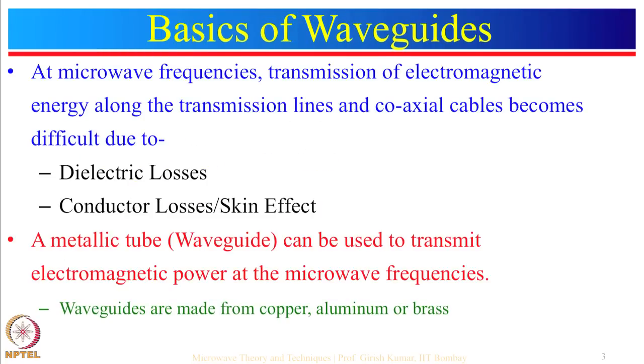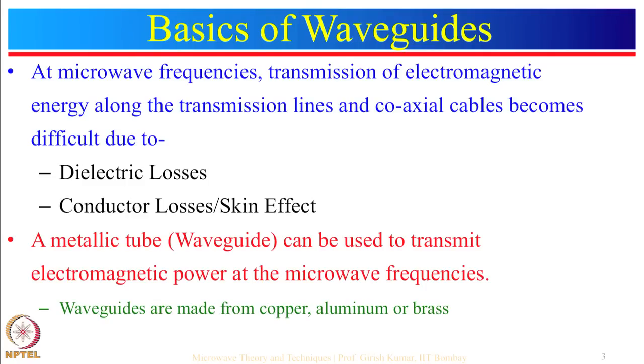A waveguide, as the name suggests, is a structure which can be used to guide electromagnetic waves along it. There are other structures also which can guide electromagnetic waves, such as transmission lines and coaxial cables. But there are some differences between these structures and waveguides. The first difference is that at microwave frequencies, the transmission lines and the coaxial cables become inefficient due to dielectric losses and conductor losses, or we can say due to skin effect, whereas waveguides can be used at microwave frequencies and they can provide larger bandwidth with lower attenuation or lower losses.